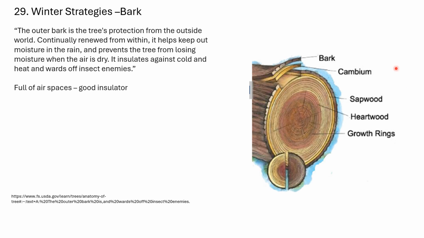Okay, so this outer bark, I just took this quote because I liked it. The outer bark is the tree's protection from the outside world, continually renewed from within. It helps keep out moisture in the rain, prevents the tree from losing moisture when it's dry, like in the wintertime. It insulates against cold and heat and wards off insect enemies. That's the other thing. If you tamper with the bark, you can also make it more susceptible to pests entering and damaging the tree.